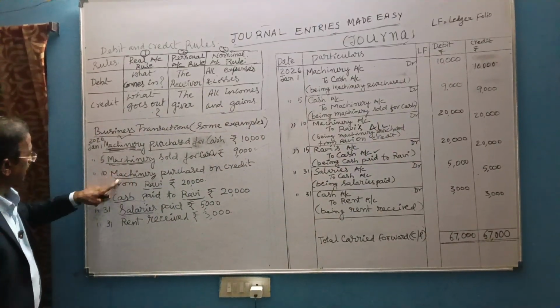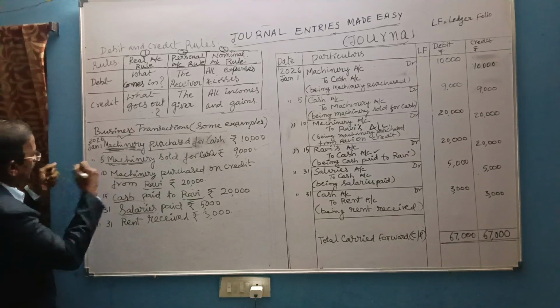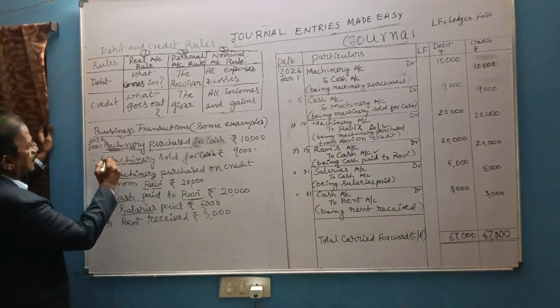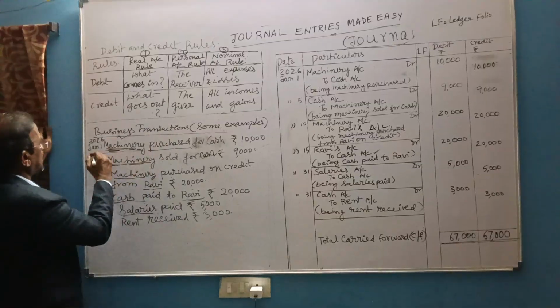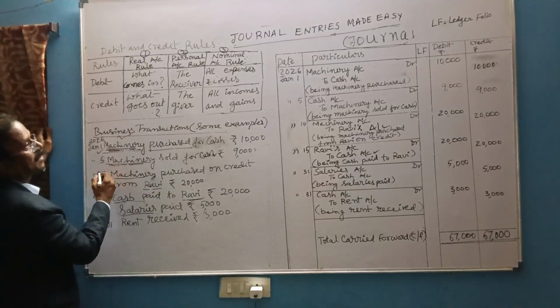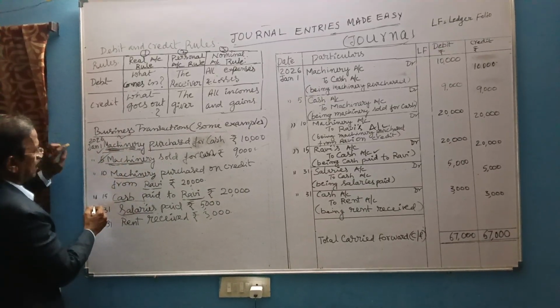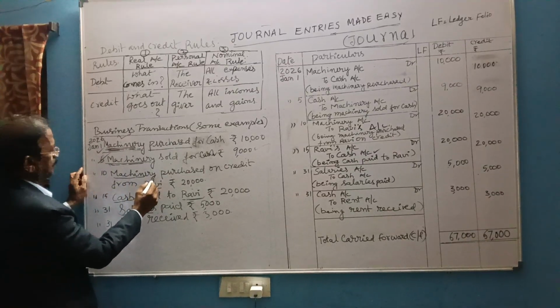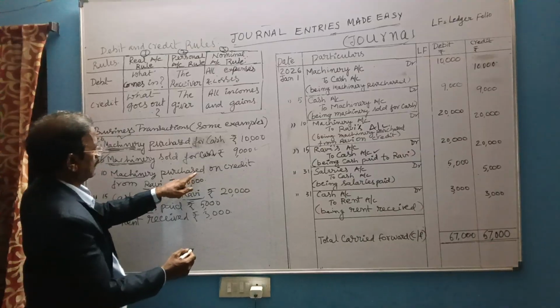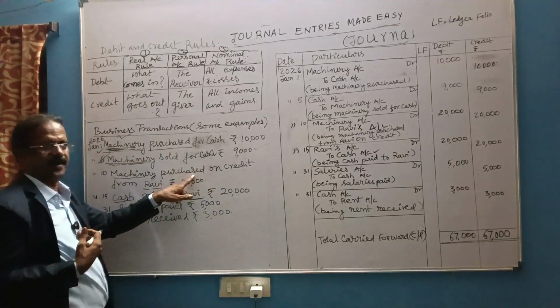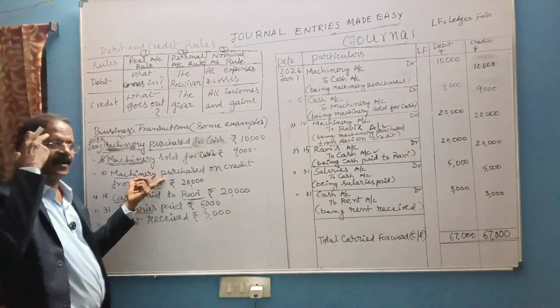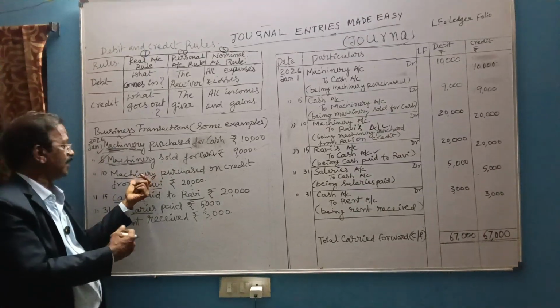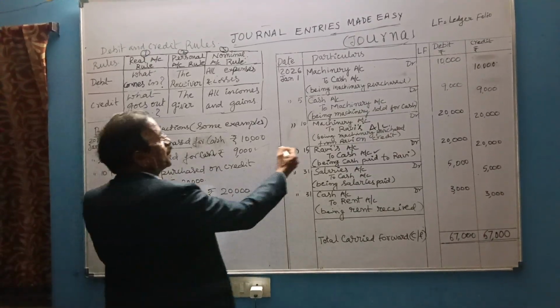Whenever you record a business transaction, you just give a tick mark. This is over. Now we are going to deal with this. Machinery purchased. Purchased means coming. With this word only you can understand: purchased means it is coming. Machinery purchased, so it is debited.